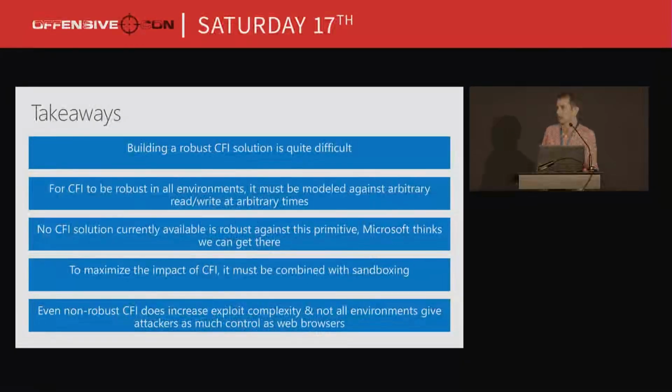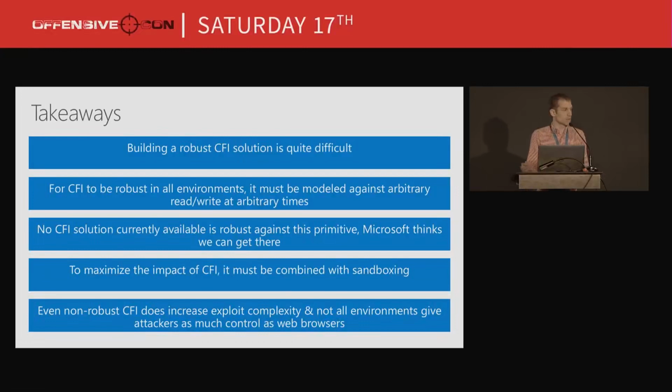All right, so what would I like you to take away from this? Well, doing good CFI is really hard. It is not an easy solution. There's lots of performance penalties involved, lots of engineering effort involved. But for this thing to be robust, it really needs to be threat modeled against arbitrary read-write at arbitrary times. Nobody actually is robust against this right now, but we're trying to be. And we think that we have line of sight to get there.